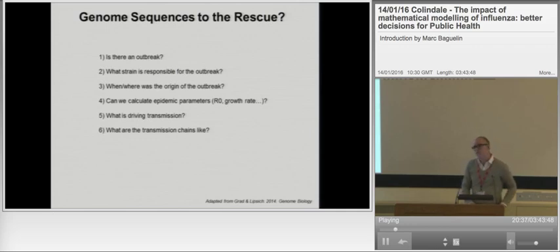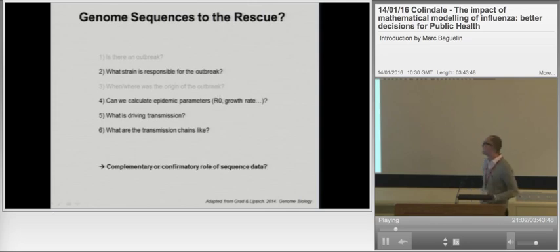So clearly, some of these questions are not relevant to modeling, but all the others, I think, can benefit from incorporating sequence data once again. So let's look at them one by one. So, what strain is responsible for the outbreak? I don't have a slide for this because clearly, this is more a question of genotyping your data, and so there's not much modeling involved in here either.